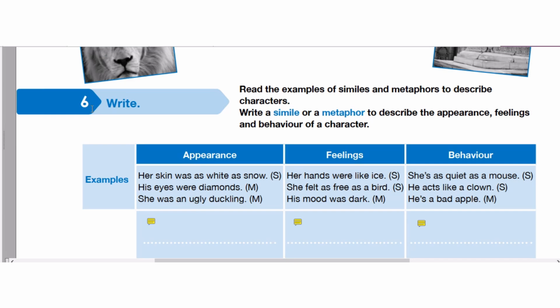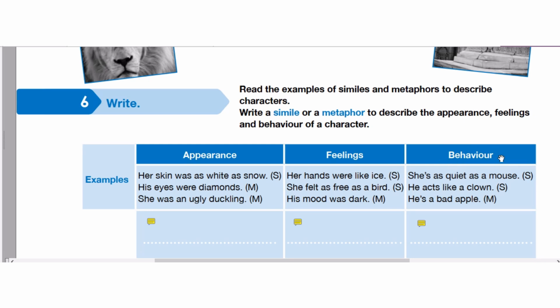We move to activity number 6. Read the examples of similes and metaphors to describe characters. Write a simile or a metaphor to describe the appearance, how he looks, feelings, how he feels, and behavior of a character, how he behaves.